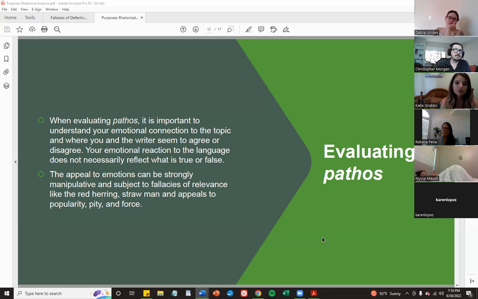We often, again, disagree about what the content of particular moral virtues are. So whenever you're heavily emotionally invested in the topic, it might be very difficult for you to disassociate the feeling of pleasure and truth and the objective fact of truth. That's just kind of the way we are. I don't really have a good explanation for that. Ask a psychologist. The appeal to emotions can be strongly manipulative and subject to fallacies of relevance, like the red herring, the straw man, appeals to popularity, pity, and force, right?